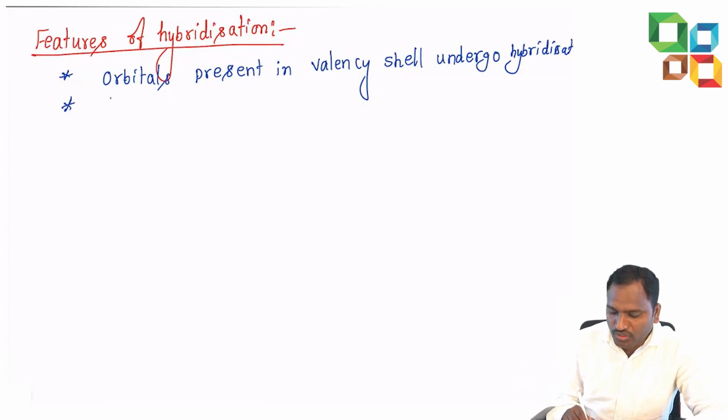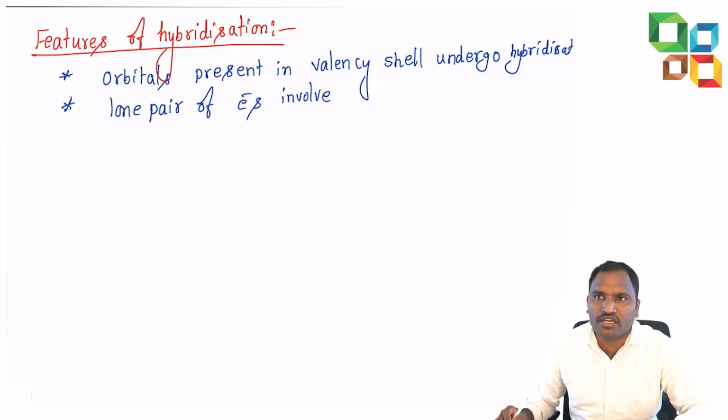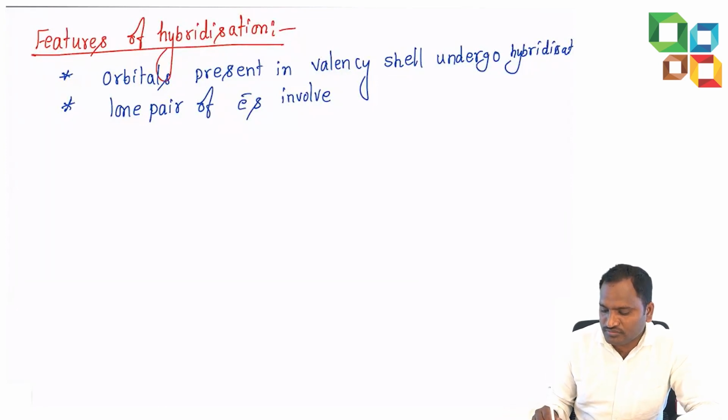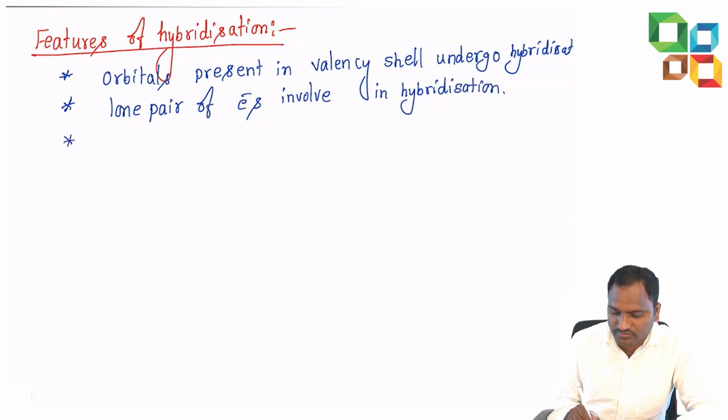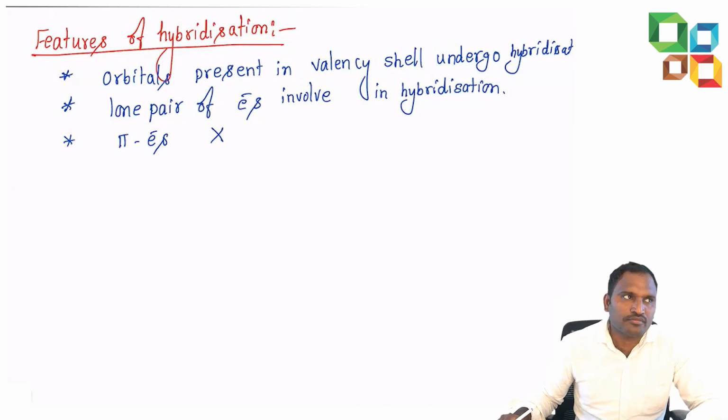Next, even lone pairs of electrons are involved in hybridization. That means if the central atom has lone pairs of electrons, we also have to consider them in hybridization. Next, pi electrons are not considered in hybridization. Pi electrons will not participate in hybridization.